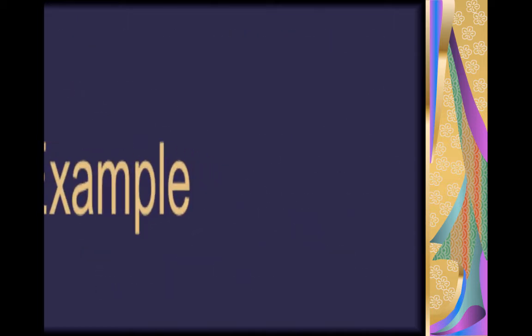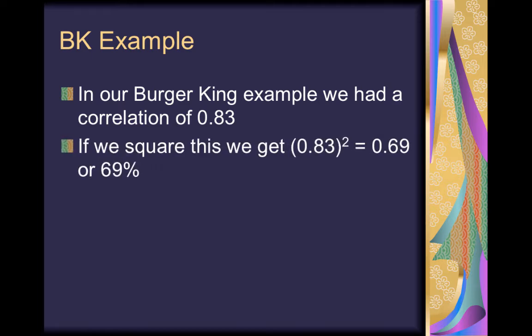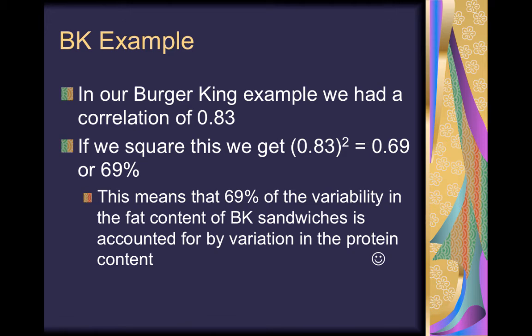So looking at an example of this, using our Burger King example, we had a correlation of 0.83. If we square this, we get 0.69 or 69%. This means that 69% of the variability in the fat content of Burger King sandwiches is accounted for by the variation in the protein content. In other words, 69% of the variability in your y variable is accounted for by the variation in your x variable. This is how it will always work.